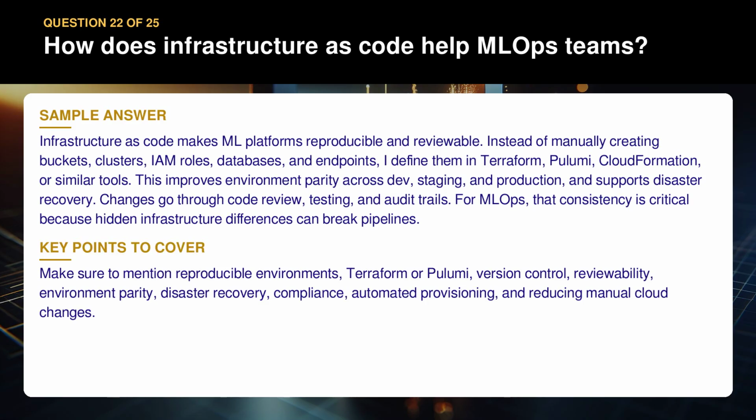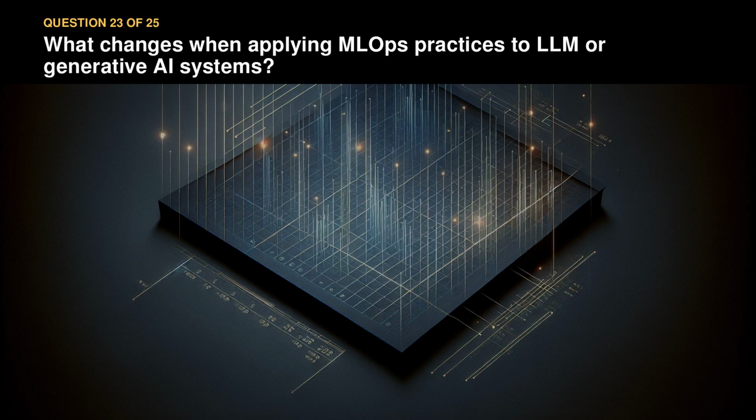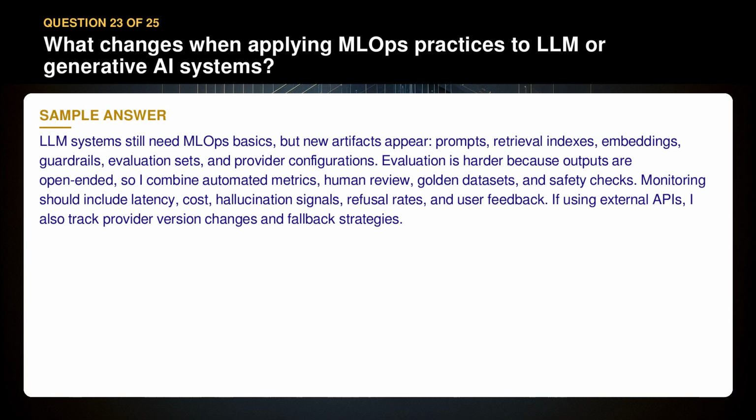Make sure to mention reproducible environments, Terraform or Pulumi, version control, reviewability, environment parity, disaster recovery, compliance, automated provisioning, and reducing manual cloud changes. Question 23. What changes when applying MLOps practices to LLM or generative AI systems? LLM systems still need MLOps basics, but new artifacts appear: prompts, retrieval indexes, embeddings, guardrails, evaluation sets, and provider configurations.